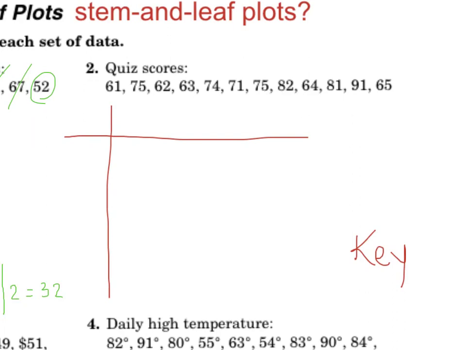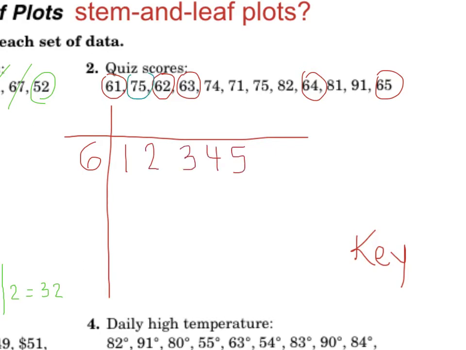Okay, for our quiz scores, the smallest number that we have is a 61. Looks like the smallest numbers are in the 60s. So I'm going to circle all of those and start writing them down in order from least to greatest. So there's 61, 62, 63, 64, and 65. Now let's do the 70s. I have 71, 74, and I have 2 75s. I'm going to write both of them down.